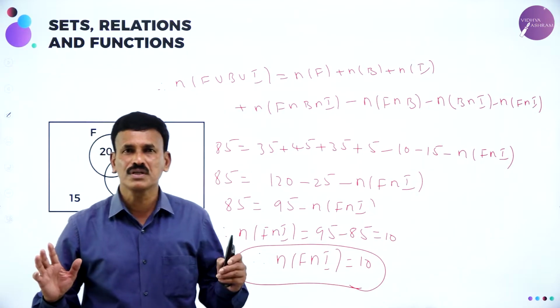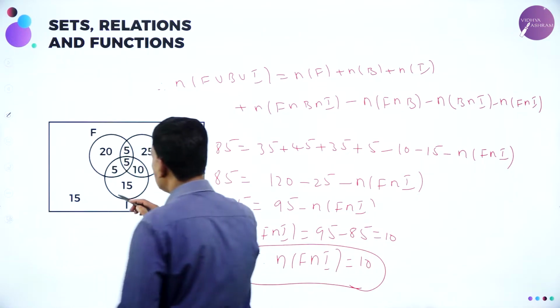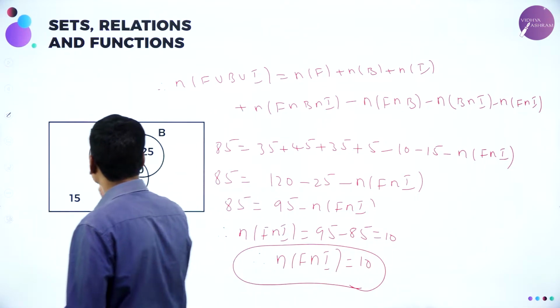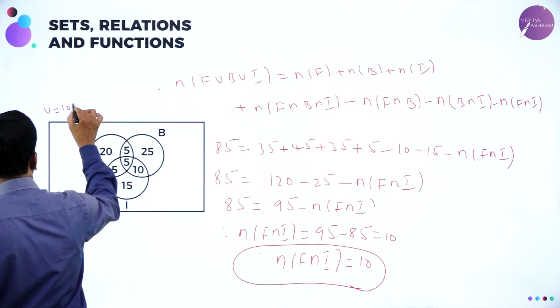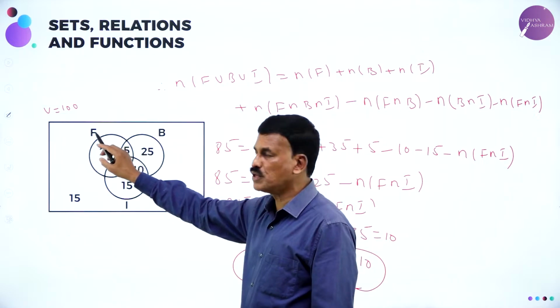Okay, hope you followed. Now this can be easily represented in a Venn diagram. The number of students is 100, so here 100 students are there. F will represent the students who play football.